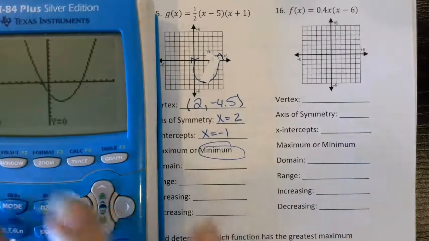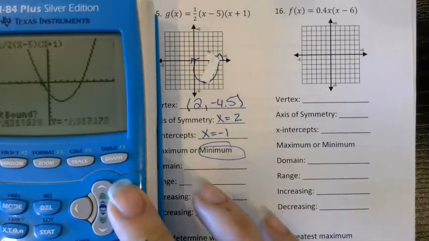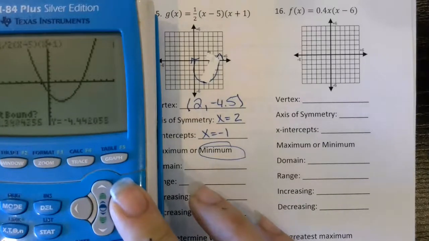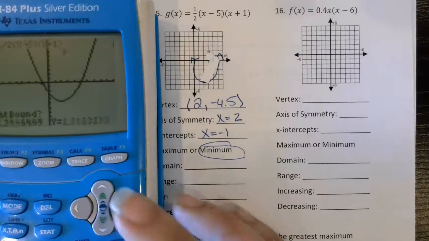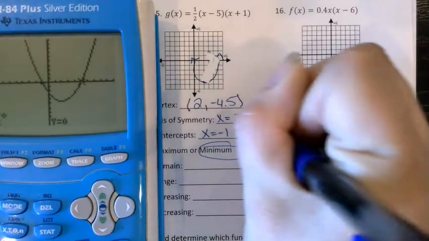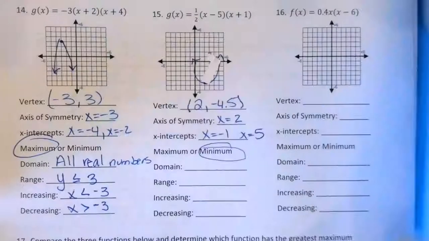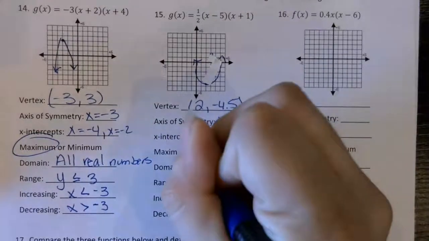I'm going to do it again. Second calc, 0. Move it so it's closer on the left side. Press enter. Press enter twice on the right side. X equals 5. Okay, like I said, opposite the signs of the numbers in the parentheses. Domain is all real numbers.